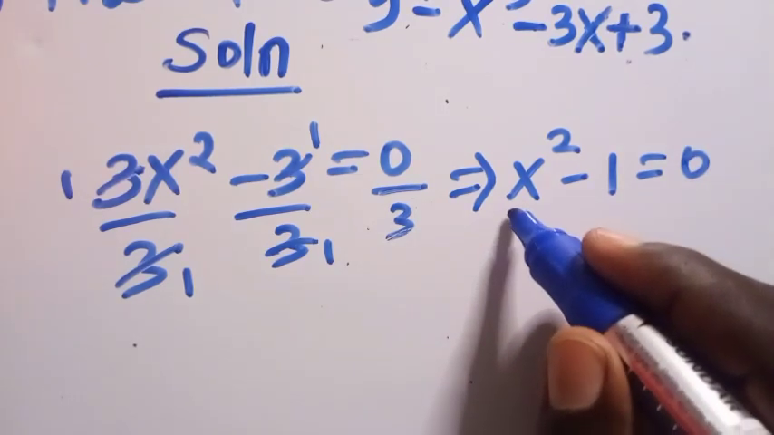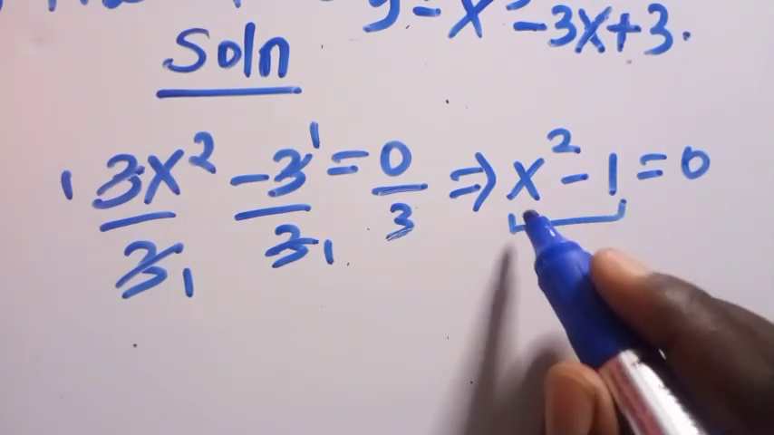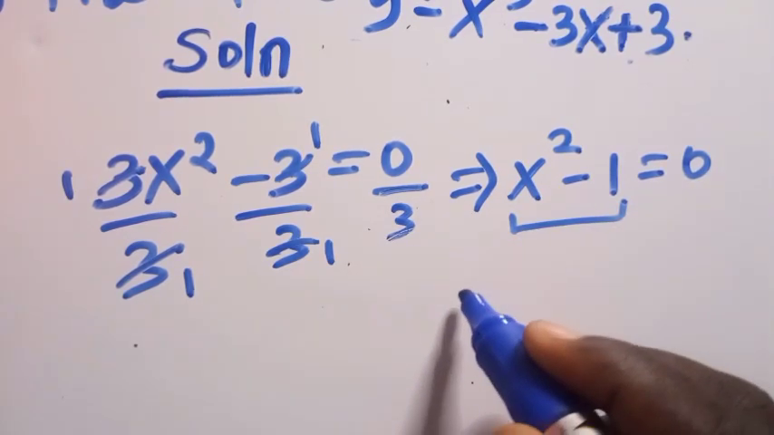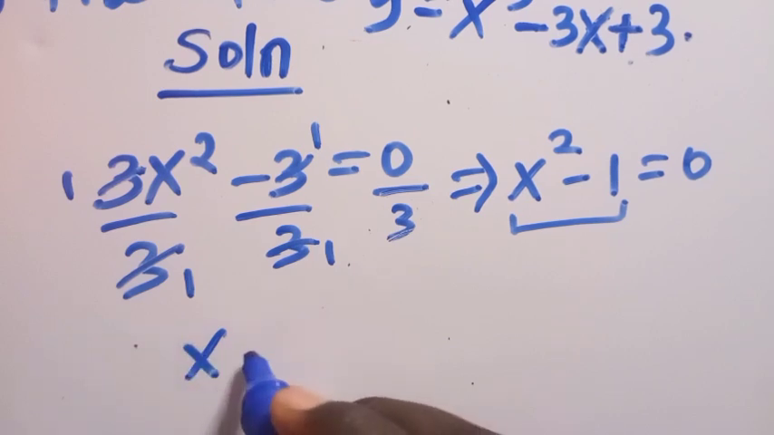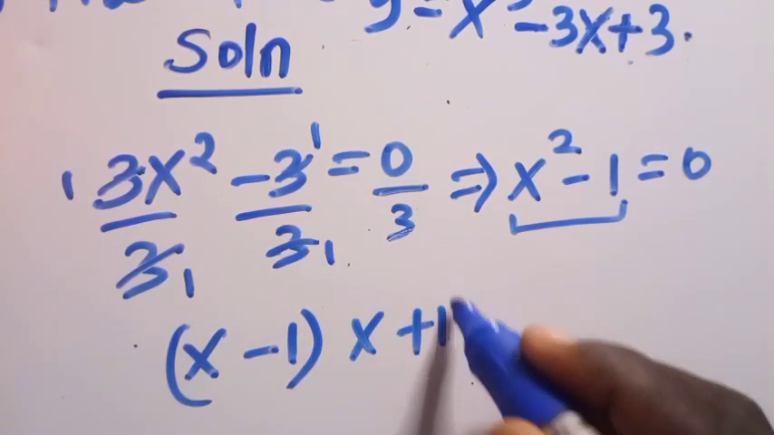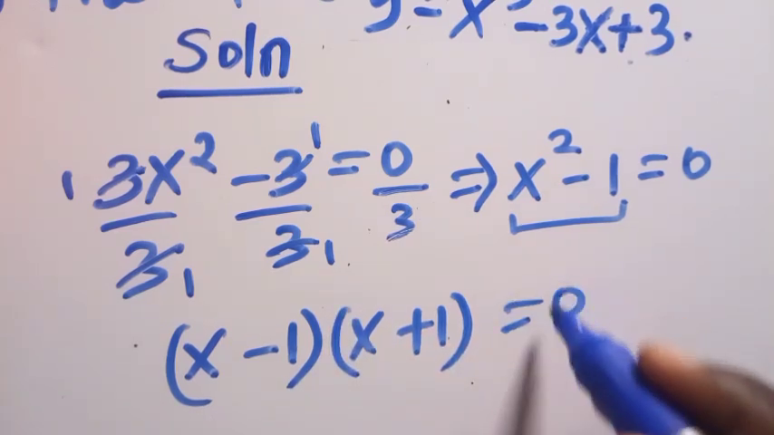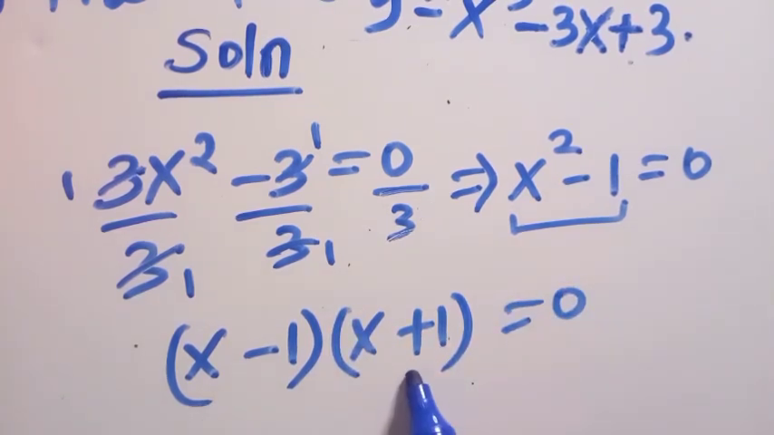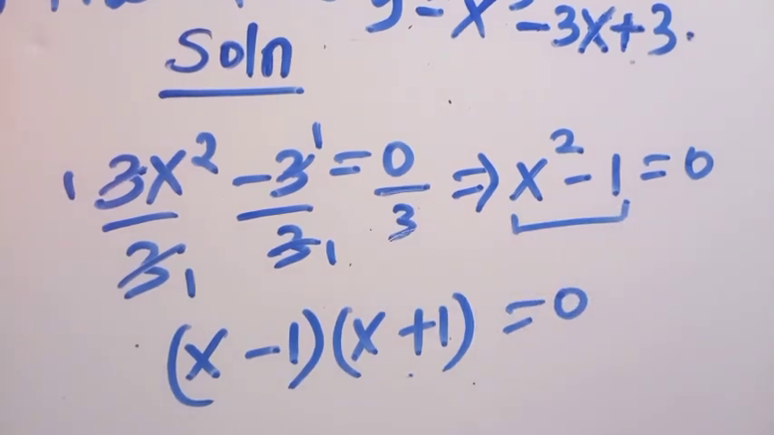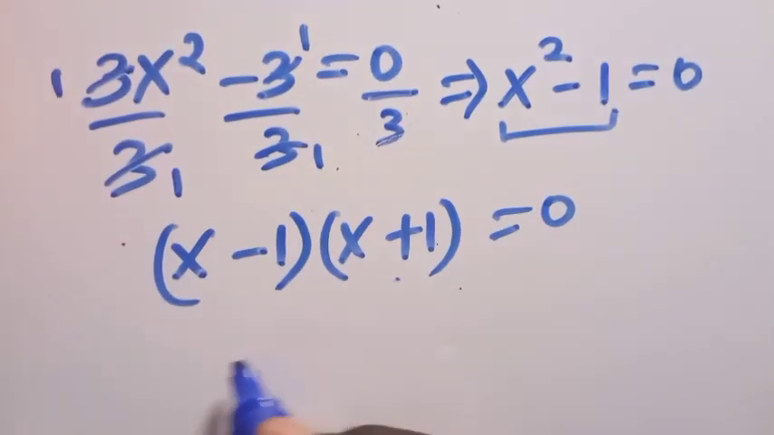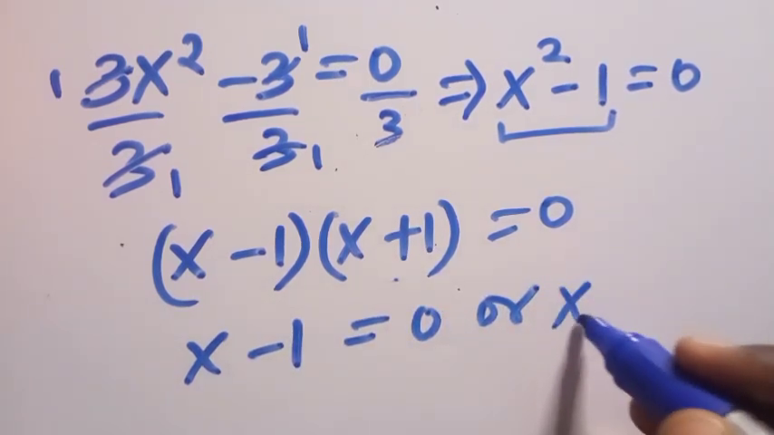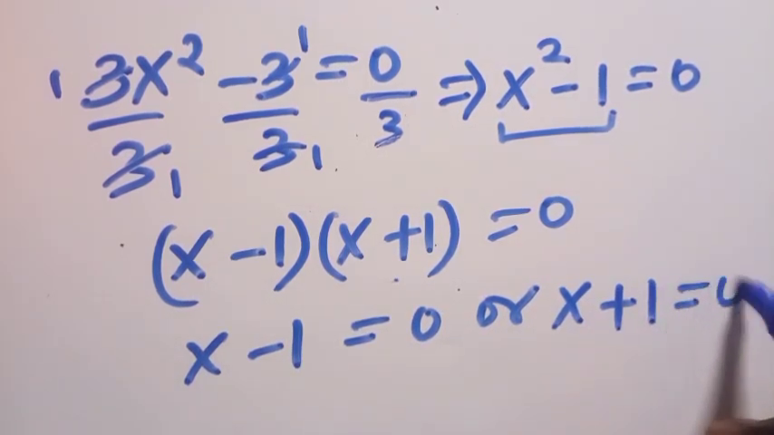Now, we can expand this, that is x squared minus 1 equals 0, so that we shall have x minus 1 and also x plus 1 equals 0. This one is just the expansion of this expression. Now, this means that x minus 1 can be 0, or x plus 1 can be 0.